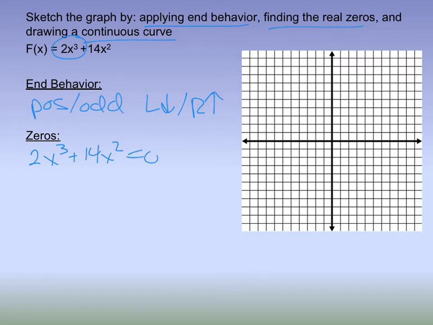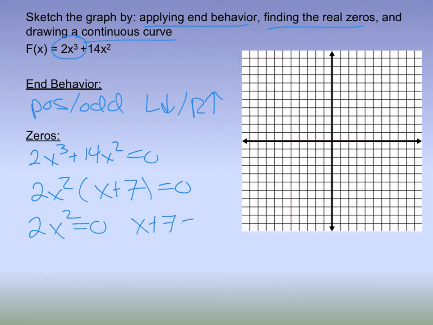I'm then going to go ahead and factor out the greatest common factor. In this case, it's going to be 2x squared. And I'm left with x plus 7. I can now take each one of my factors and set them equal to 0, and I can finish solving. I'll divide by 2, and then I'm left with that familiar factor of x squared equals 0. Again, this tells me that I have a multiplicity of 2 for this factor, even though I solved to get just 0. And then for my other factor, when I solve that, I get x is equal to negative 7.